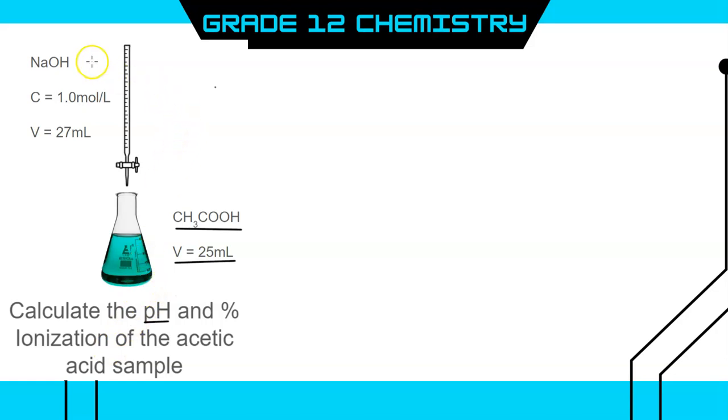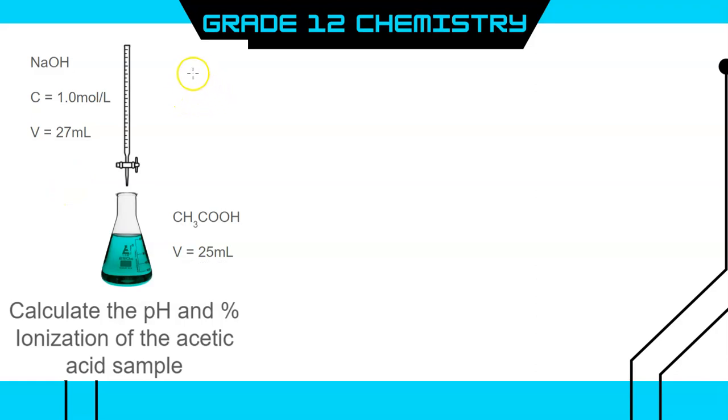Now we do a titration, and to titrate this weak acid, we're going to use a strong base, in this case sodium hydroxide, with a concentration of 1 mole per liter. And we end up titrating 27 milliliters to get to that equivalence point.